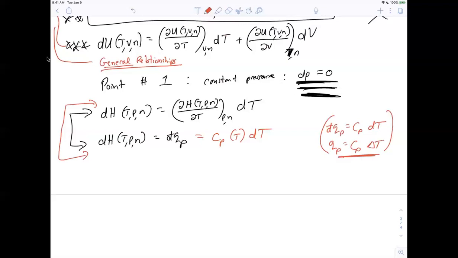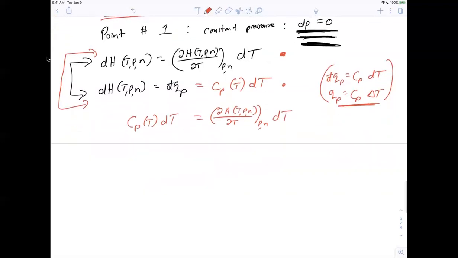Now what we can do is look at the equivalence of this expression and this expression in this form. We look at the right-hand sides of the equal sign in both cases. For the second equation, we have Cp of T dT on the right-hand side. And on the equation above, we have the partial of H with respect to T, at constant pressure and N, times dT. And we can see an equivalence now.